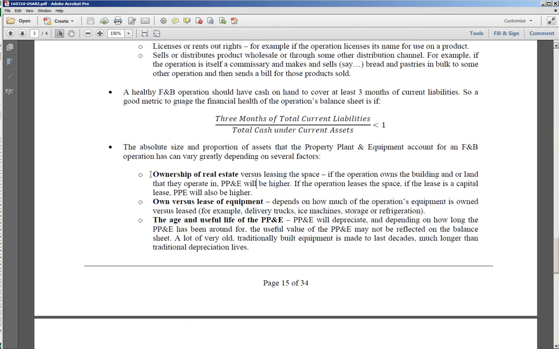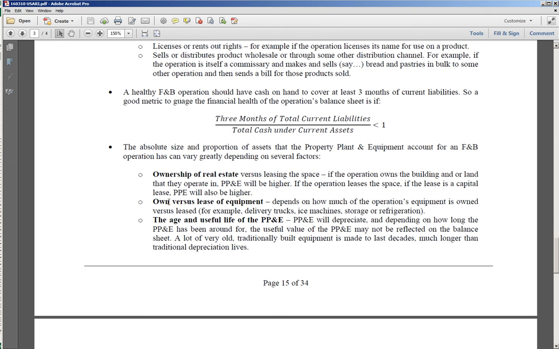If we leased the building, it depends on the type of lease that we have. If it's an operating lease, the value of the building will not be in PP&E. If it's a capital lease, the value of the building will be in PP&E, and that's a discussion for HTM 458. Hopefully you remember that from HTM 458. So again, how big PP&E is really going to depend upon whether you own the real estate or not, and it'll depend on the type of lease that you have if you're leasing the property.